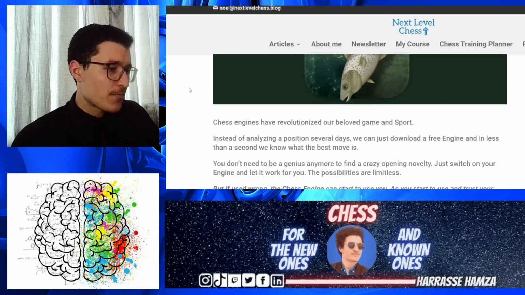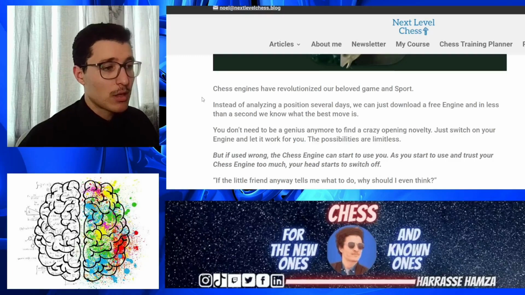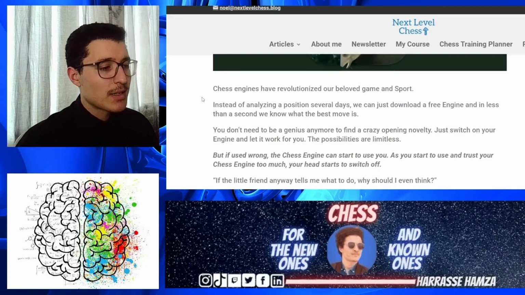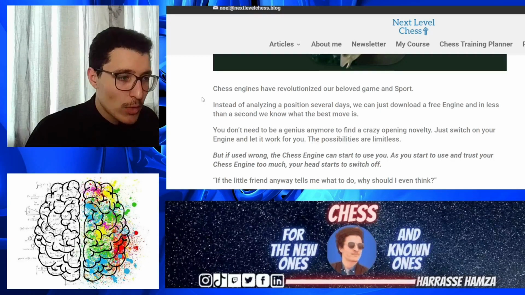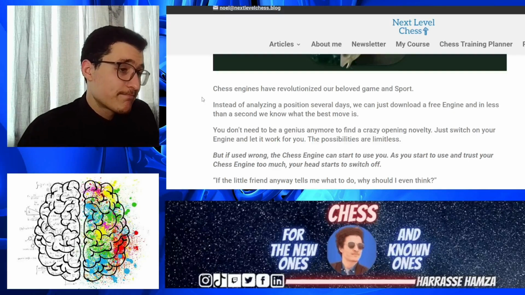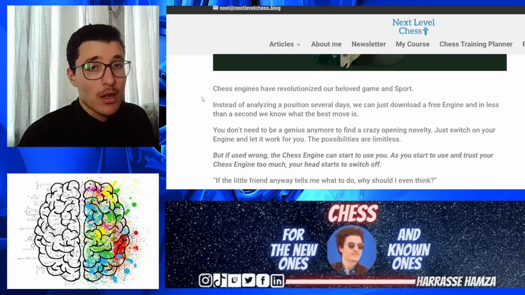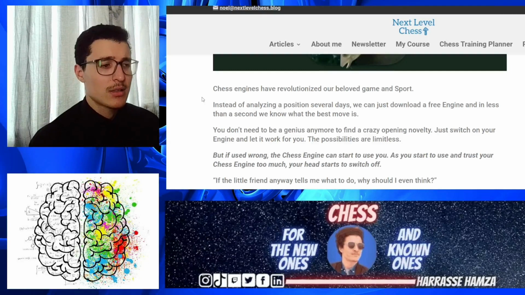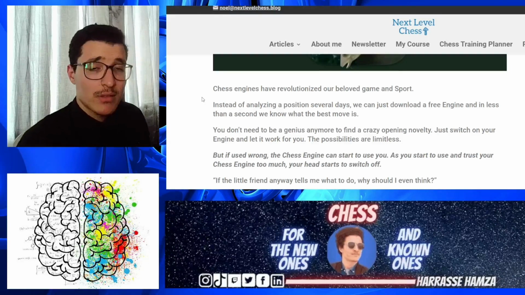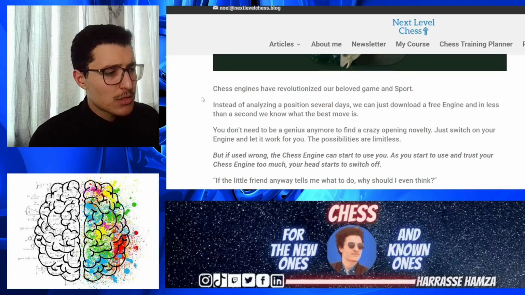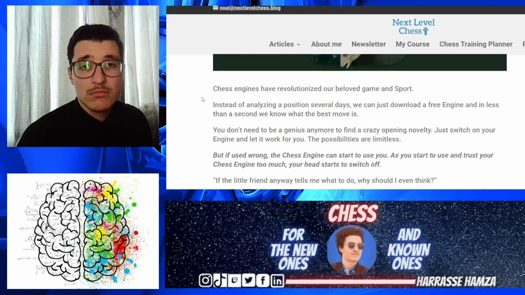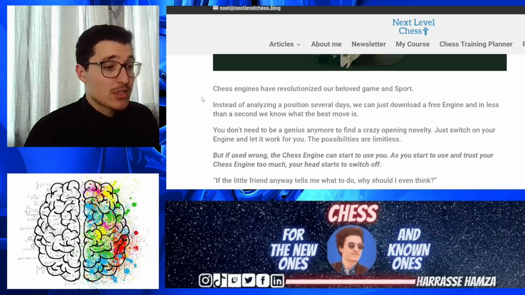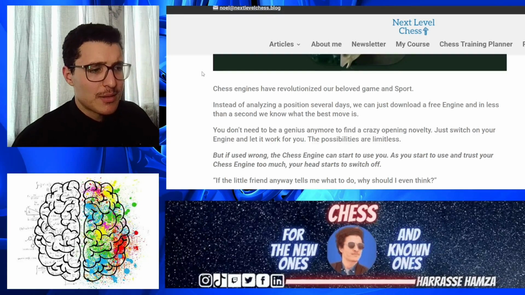So, how to use chess engines? Chess engines have revolutionized our beloved game and sport, chess, obviously. Instead of analyzing a position several days, we can just download, my friend. We can download a free engine, and in less than a second we know what the best move is, because they have programmed algorithms with thousands and thousands of codes that are gonna give you simply the answer. Good, isn't it? So we don't need to be a genius anymore to find a crazy opening novelty. All you have to do is to open up Stockfish, and you're gonna find something. Just switch on your engine and let it work for you. The possibilities are limitless, endless.